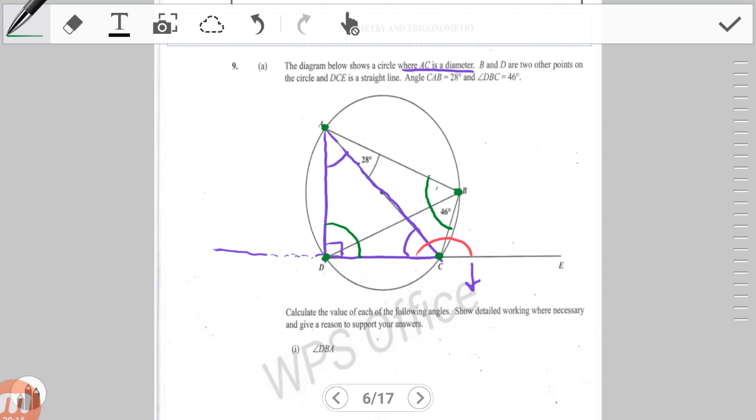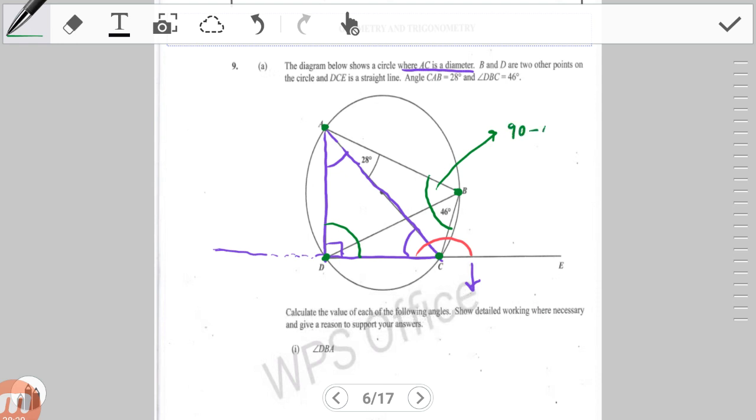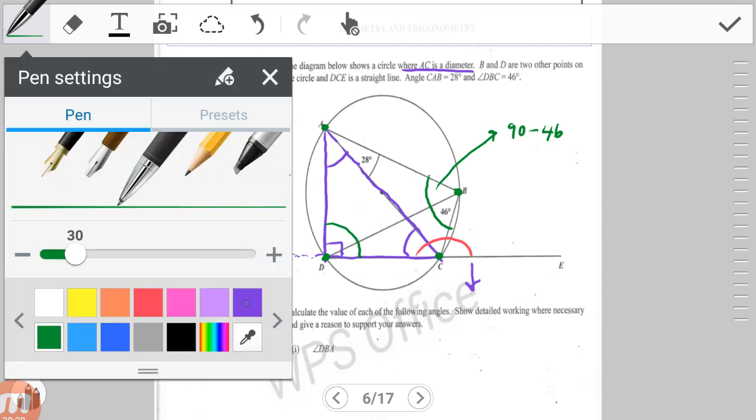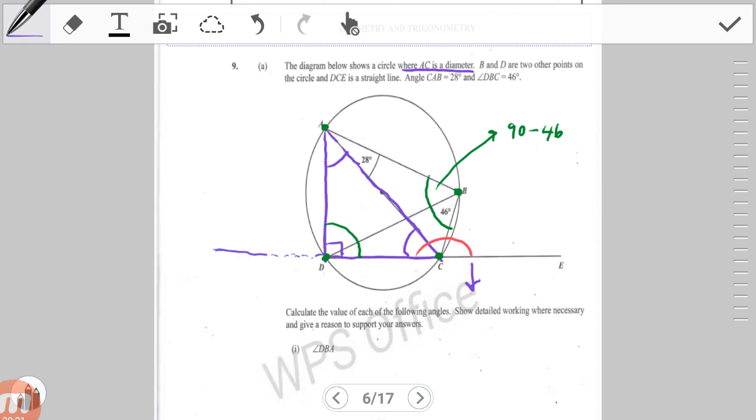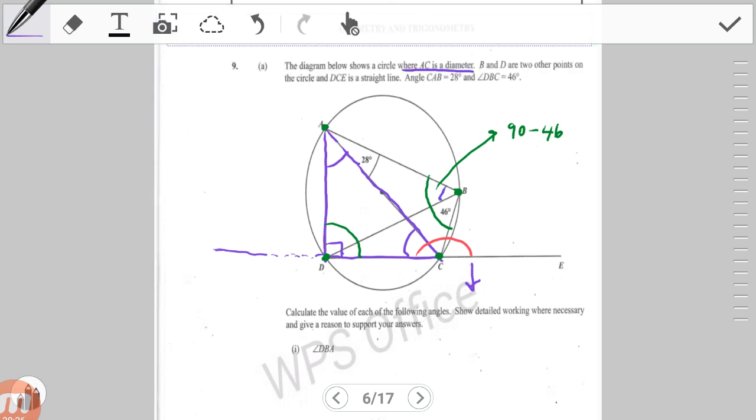So if needs be and I need to find that angle, then I would know that that angle is going to be 90 take away 46. Because if this angle that is indicated in purple is 90, then it also means that this angle over here is also going to be 90 degrees, right? Because that angle is also subtended by the diameter. So that angle is also 90, and I would have already had 46 out of the 90. So I can easily subtract 46 from 90 to get the remaining angle, which in the event we need it, we can find.